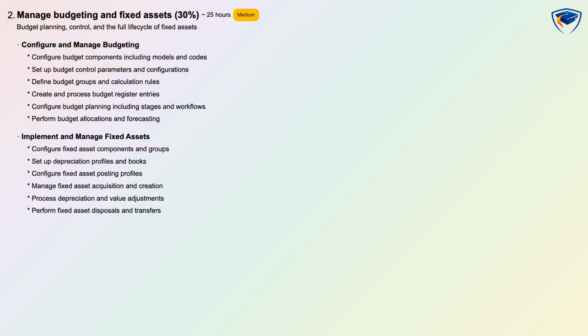Manage budgeting and fixed assets accounts for 30% of the exam, is medium difficulty, and requires about 25 hours of focused study with scenario-based assessments. For budgeting you will configure budget components such as models and codes, set up budget control parameters, define budget groups and calculation rules, and create and process budget register entries for control and compliance. You will learn budget planning features including stages, workflows, allocations and forecasting so you can support operational and strategic planning.